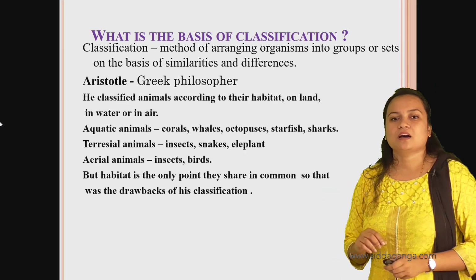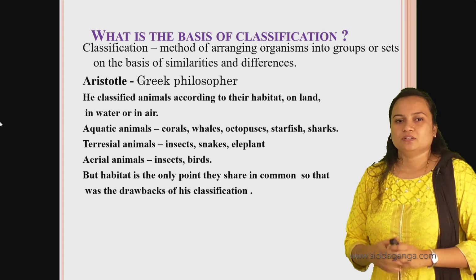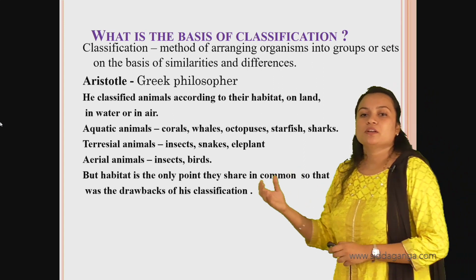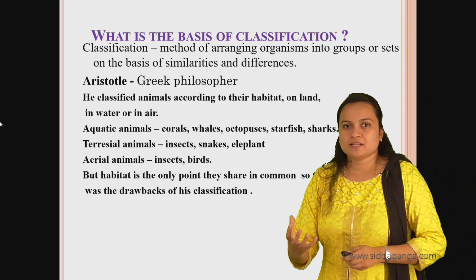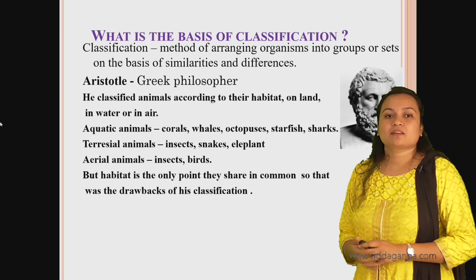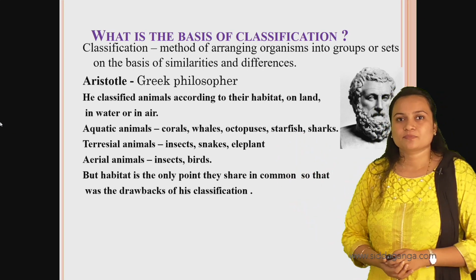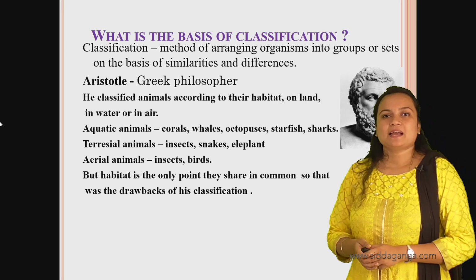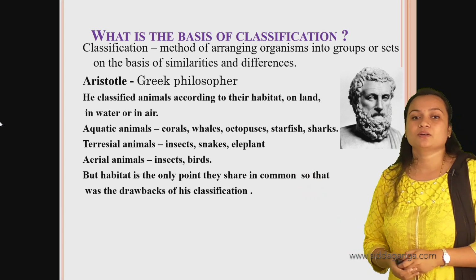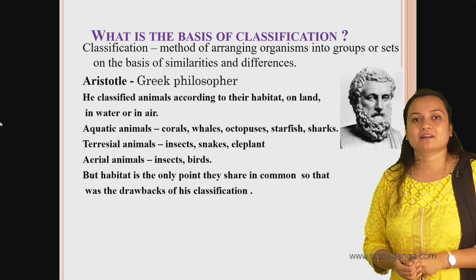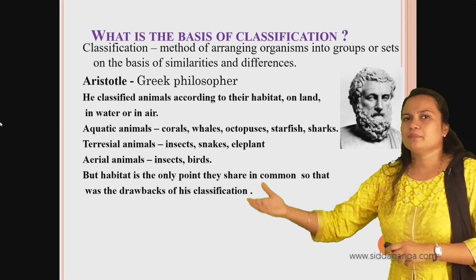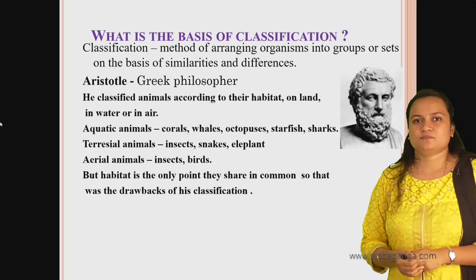Okay, so similarly Aristotle, the Greek philosopher, classified the animals. He classified the animals according to the habitat. He classified based on the organism's habitat. So some organisms live on land, in water or in air. The animals which live on land are called terrestrial animals. The animals which live in water are called aquatic, whereas the organisms which live in the air are called aerial animals. So similarly, can we classify the organisms based on habitat, right?